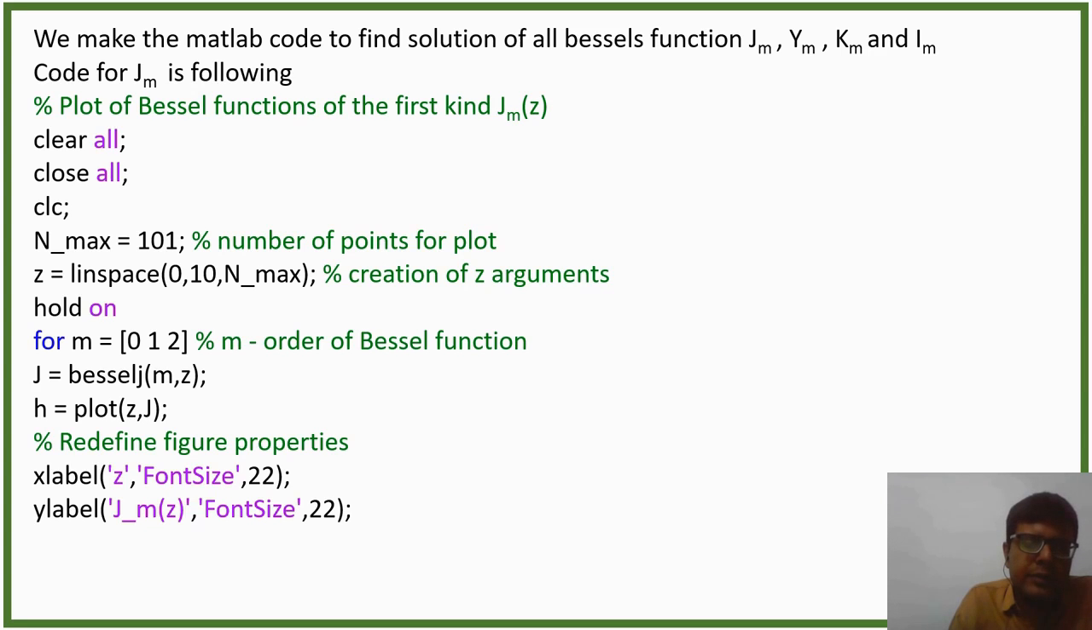We have taken the first three values of m. Then we have defined the function j is equal to besselj of m, z. This is the inbuilt function for Jm. Then we have defined h as a plot in which the x-axis is z and the y-axis is j. Then we have defined the figure. We have labeled the x-axis as z and the y-axis as Jm of z, and we have defined the font size.